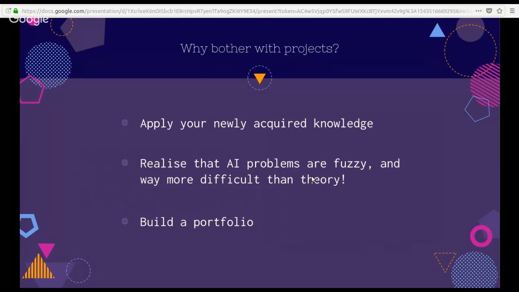And obviously, you may ask yourself, why bother with these projects? Why should we spend time doing this? Well, the answer is that you can apply your newly acquired knowledge, and that's really cool. But also, one thing I think is crucial is that when we learn AI, we learn the theory and we learn by example, and we follow what the teacher tells us. And most of the time, what the teacher or the professor tells us is a very simple story, and it's not really the real story.